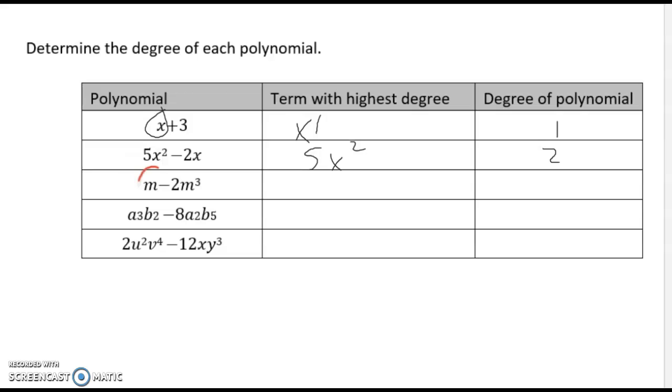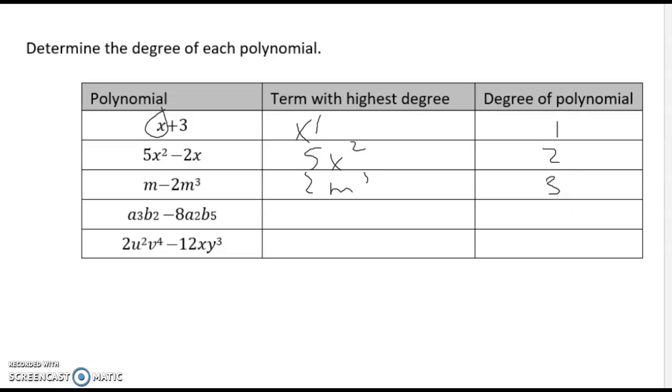The next one, we have an m. Okay, so that one has an exponent of 1. This one has an exponent of 3, so that one is much higher. So the term with the highest degree would be the 2m cubed. And so the degree of this polynomial would be 3.